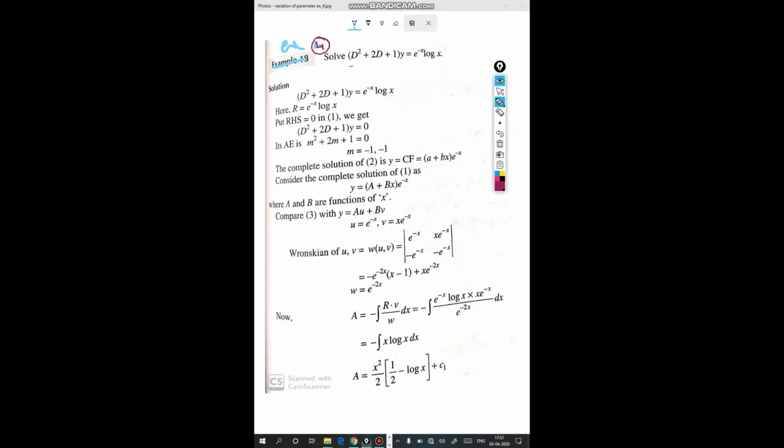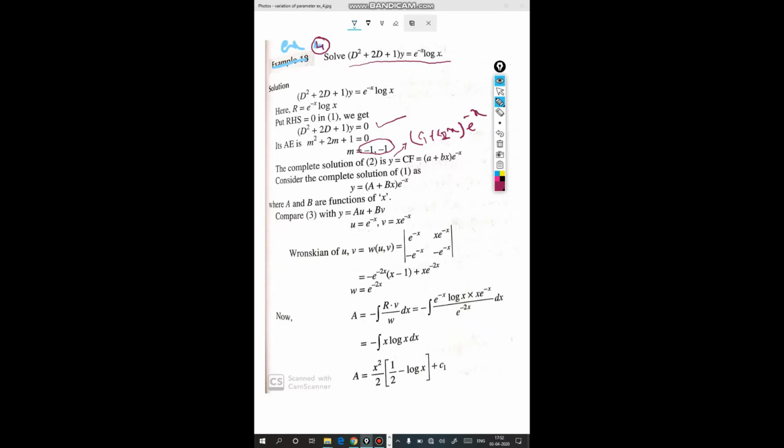The question is (D² + 2D + 1)y = e^(-x) log x. Okay, so first of all, the auxiliary equation is D² + 2D + 1 = 0. So -1 is a repeated root. So we get (c1 + c2x)e^(-x). That is the yc. (c1 + c2x)e^(-x) is the yc.